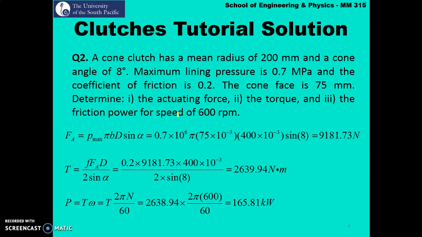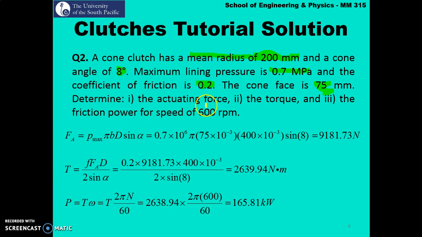Question 2 is dealing with cone clutches, and this solution is specific to this type of problem only, in the sense that the mean radius of the cone clutch is given. So in this problem, the mean radius of the cone is given as 200 mm. The cone angle is given as 8 degrees. The maximum lining pressure is 0.7 megapascal. The coefficient of friction is 0.2. The cone face is given as 75 mm.